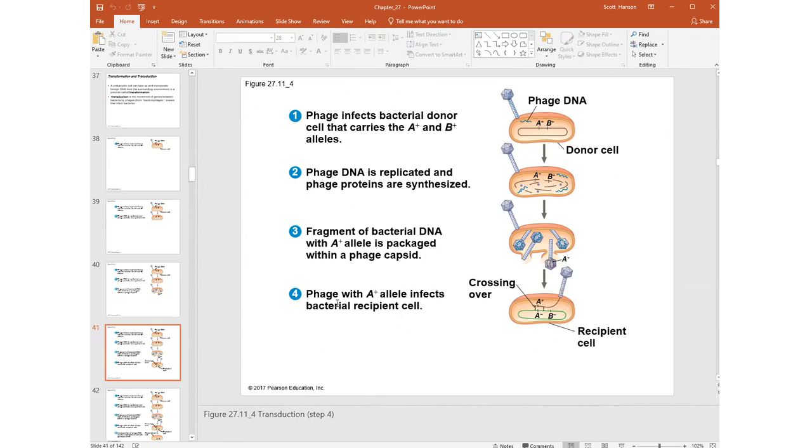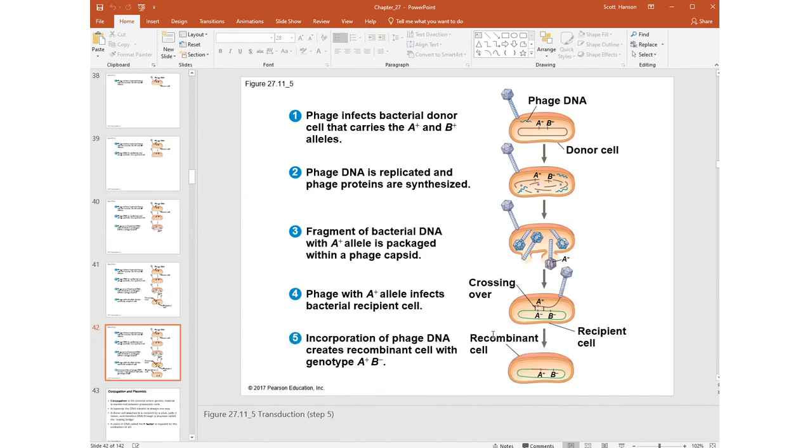And then the phage with the A+ allele infects a bacterial recipient cell. This recipient cell happens to be A minus and B minus, let's say. And so the A plus gene crosses over with the A minus gene, and if it's able to, it can actually replace the A minus gene with an A plus gene. And so now you've basically changed the genetics of this recipient cell.